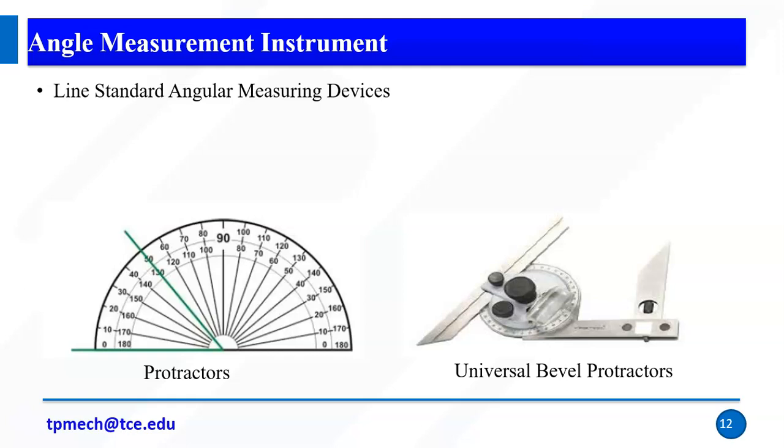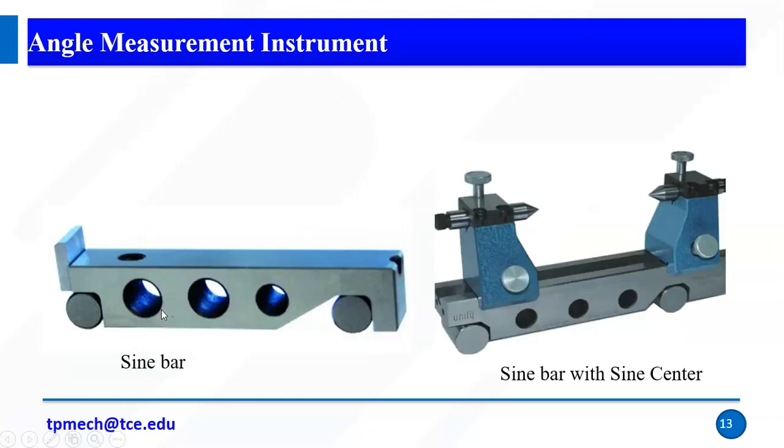So line standard. These are some of the examples. So protractor, universal bevel protractor. Right. So the green color indicates the line. So we are going to measure the angle with the help of this line. The second is sine bar and sine centers. And remember, sine center is a modification of the sine bar, right?